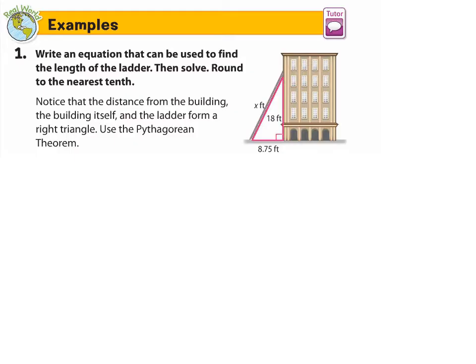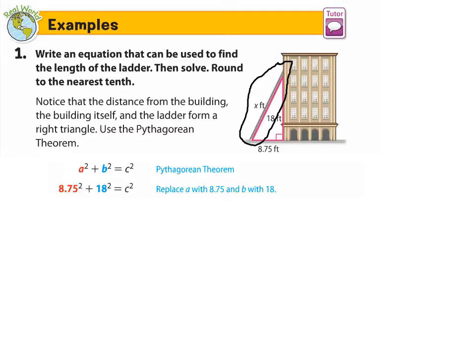Example number 1, write an equation that can be used to find the length of the ladder. Then solve, round to the nearest tenth. So here's our ladder. Notice that the distance from the building itself and the ladder form a right triangle. So we're going to use the Pythagorean theorem to find the length of the ladder. So we use a squared plus b squared equals c squared.